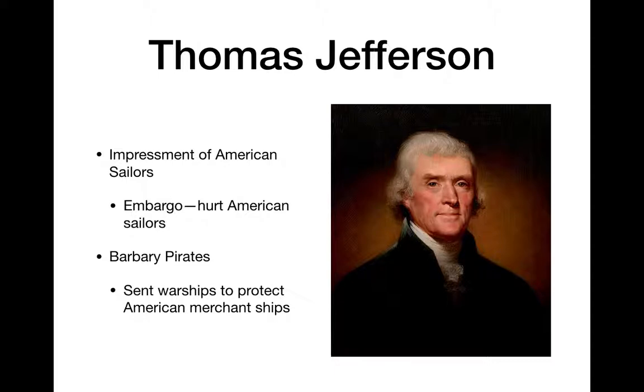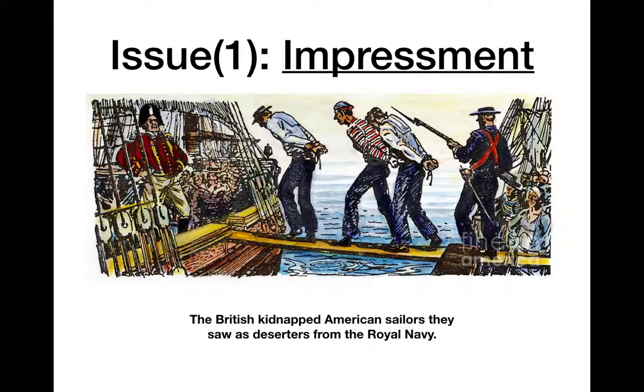First is the impressment, or kidnapping, of American sailors being forced into the British Navy. He answers that with an embargo that ends up kind of backfiring on him. And then we've got the issue of the Barbary pirates demanding tribute of American ships that are simply doing business in the Mediterranean Sea. And then we see he takes a bit of a different approach by sending warships to protect American ships. So the first thing we'll look at is impressment.